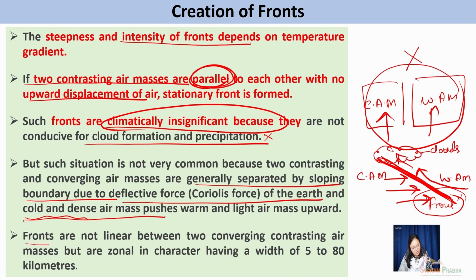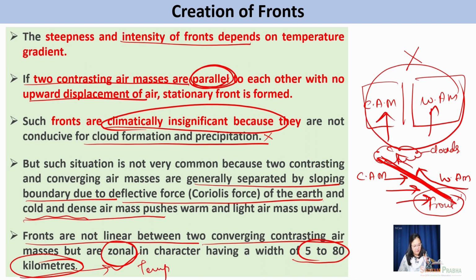So fronts are not linear between two converging and contrasting air masses, but they are zones. It is not just a single particular boundary which exists between the two air masses. They have extensive spatial dimension, and they are rather zonal in nature, having width of 5 to 80 kilometers in specific regions of the world, which are mostly temperate regions.